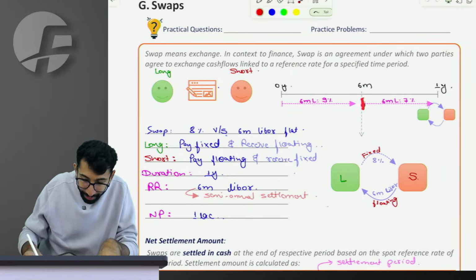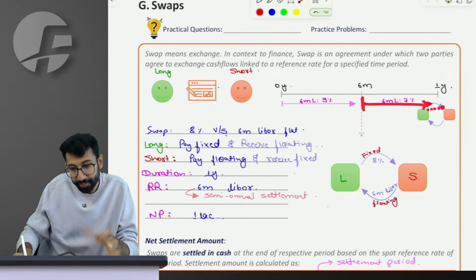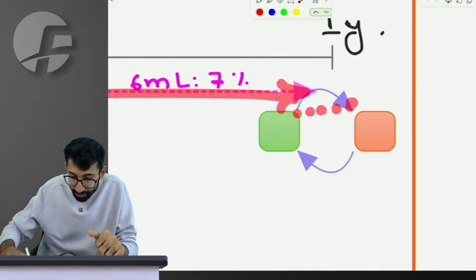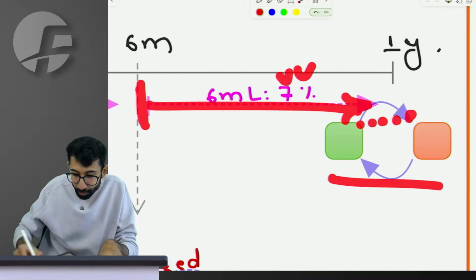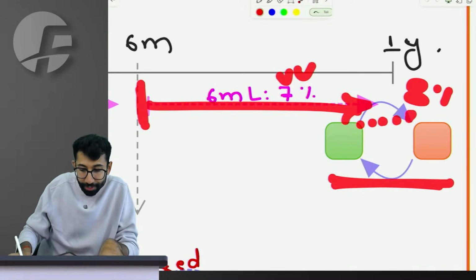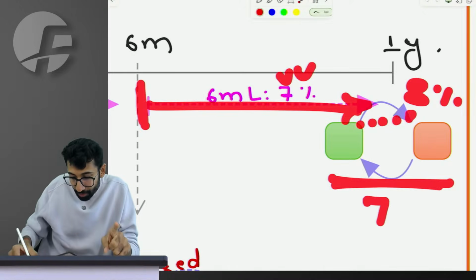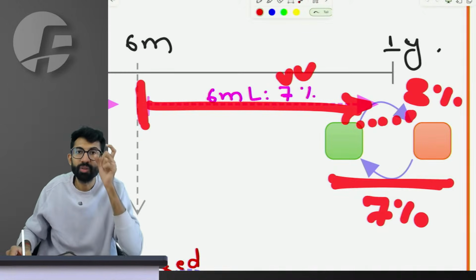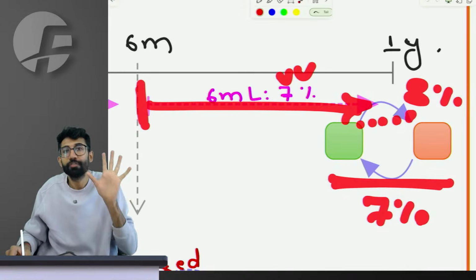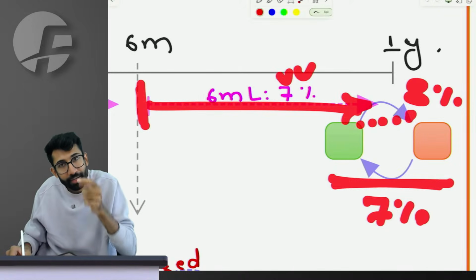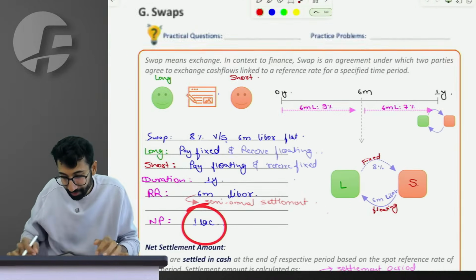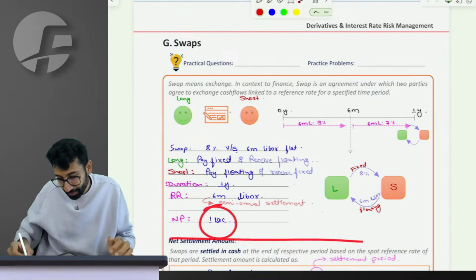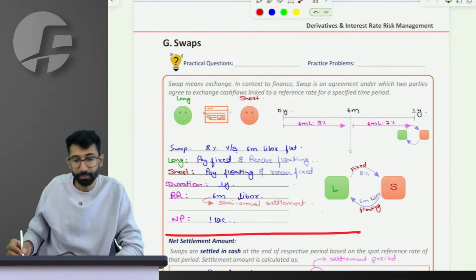Similarly, at the end of 6 months, the interest for the next 6 months gets decided. Suppose 7% gets decided. So now at the end of the first year, I will have to pay you 8% per annum, and you will have to pay me 7% floating rate per annum, but only for a period of 6 months. So again, net, I will pay you 1% this time for a period of 6 months on my notional principal of 1 lakh. That is what the plan will be.